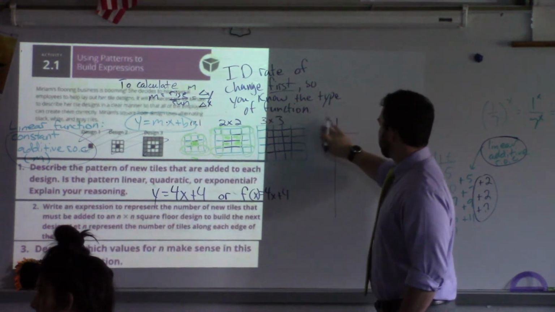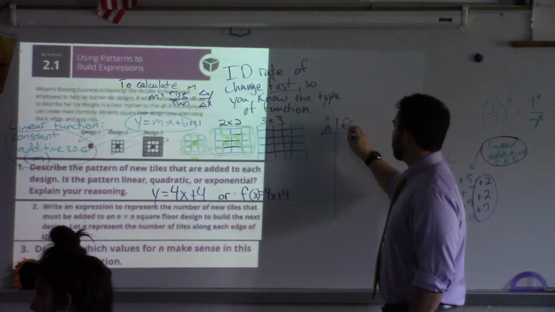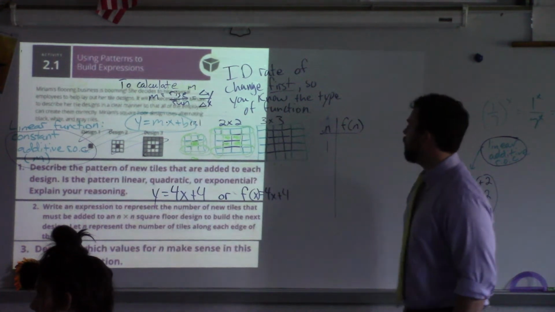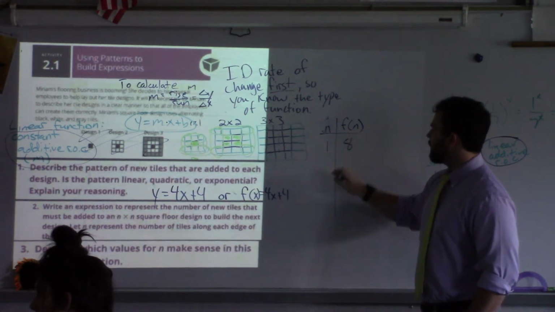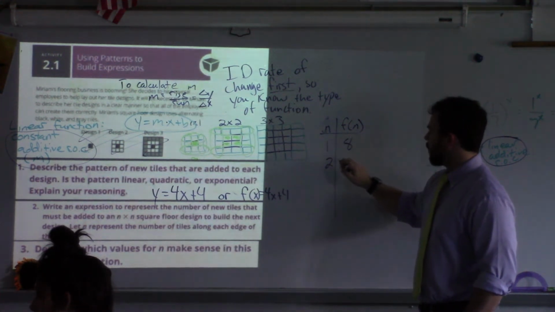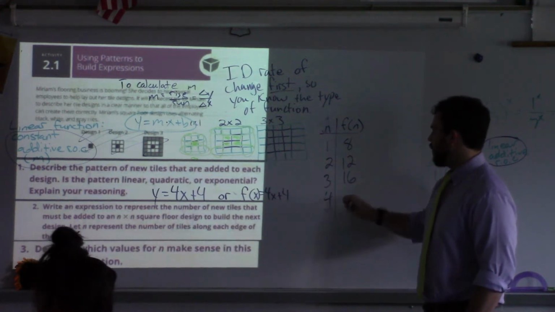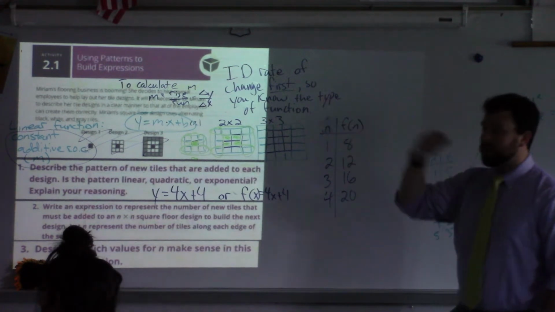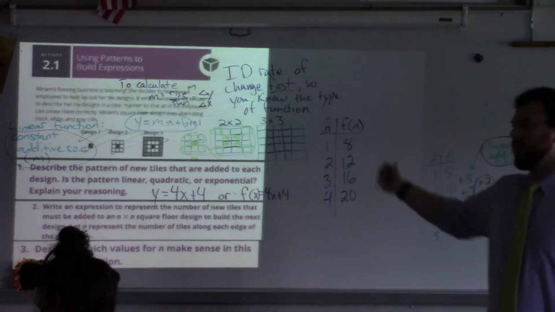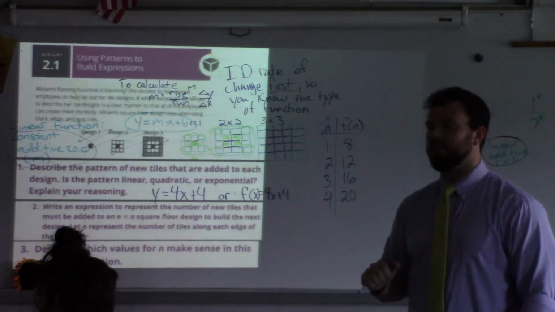We have n, and then f of n, the output for it. When it was a 1 by 1, the border was 8. When it was a 2 by 2, the border was 12. When it was a 3 by 3, it was 16. 4 by 4, 20. Remember how I said identify that rate of change first? Hey, what's the best representation to identify the rate of change?